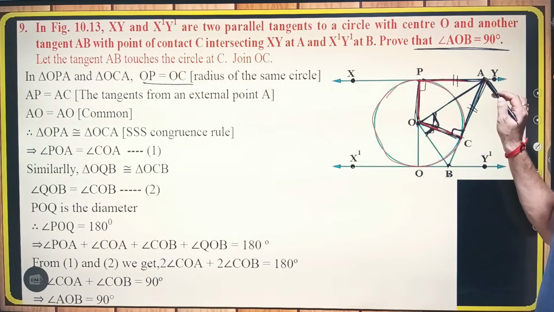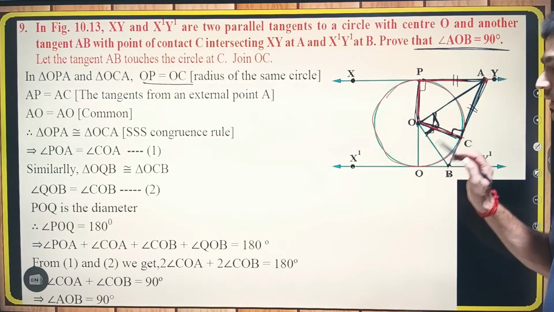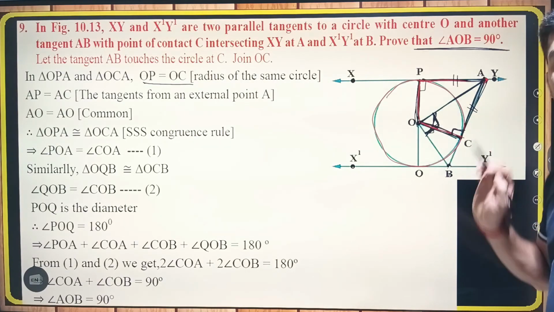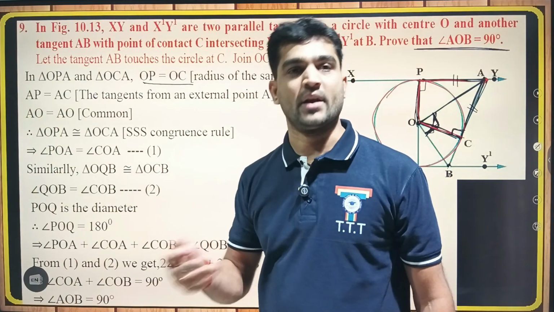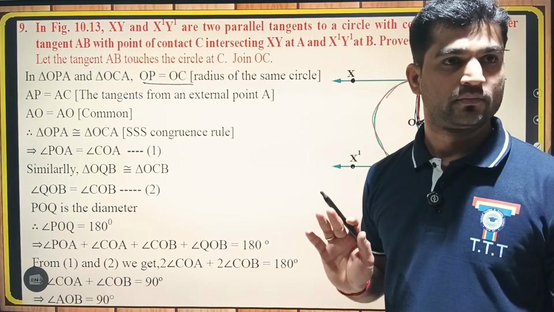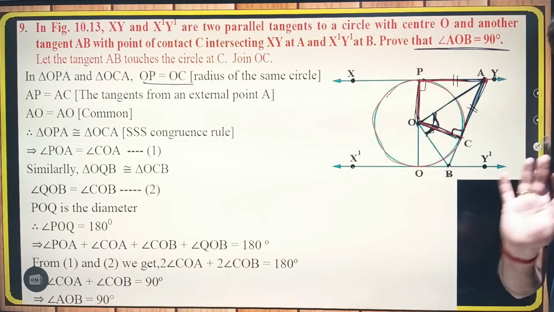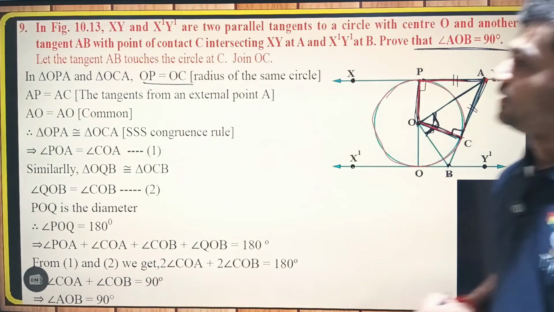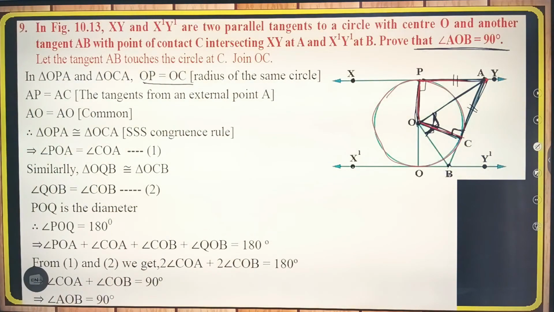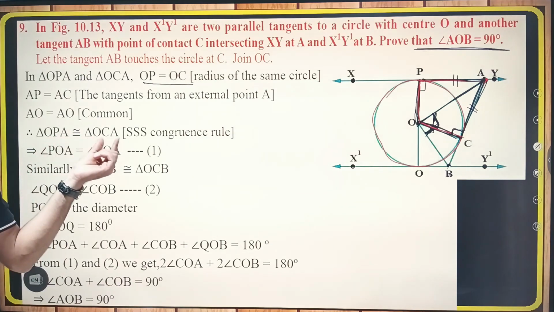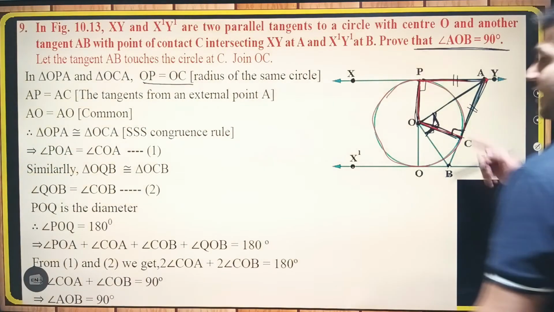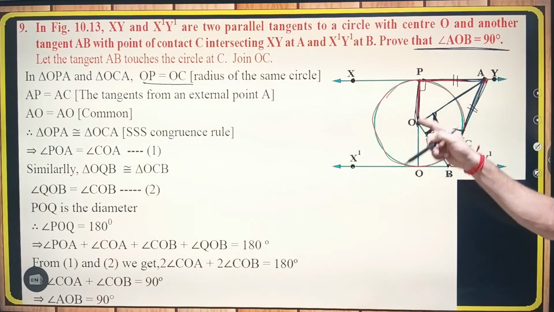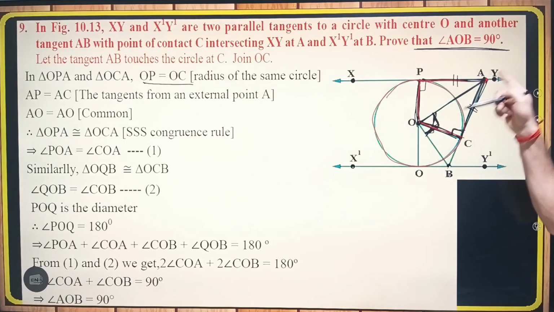APO and ACO both have 90 degree. OA is common, so the reason AO or OA is common in both the triangles. Therefore triangle OPA is similar to triangle OCA. Observe clearly. OPA is similar to OCA.